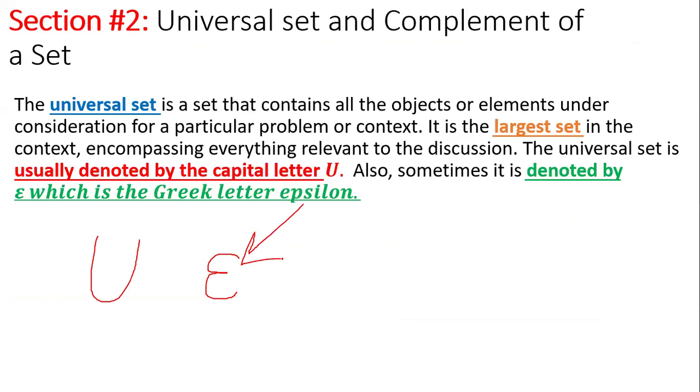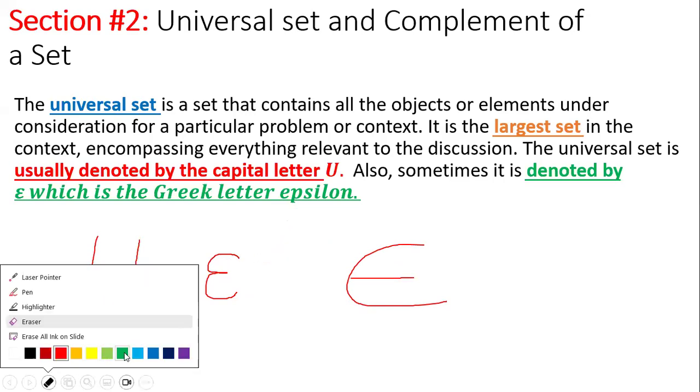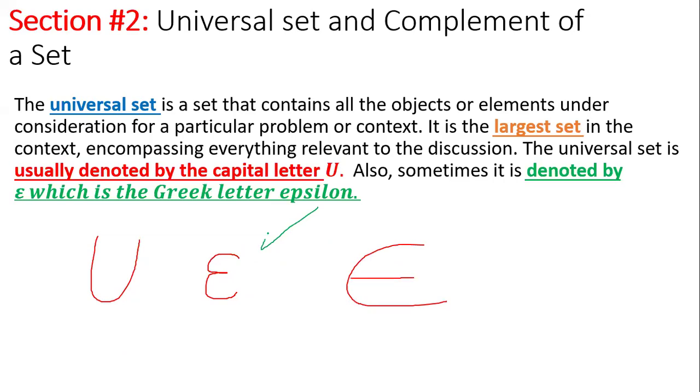The difference is that with the element of, it looks like a C with a line through it. Can y'all tell the difference between the two? Yes, sir. So do not confuse them.